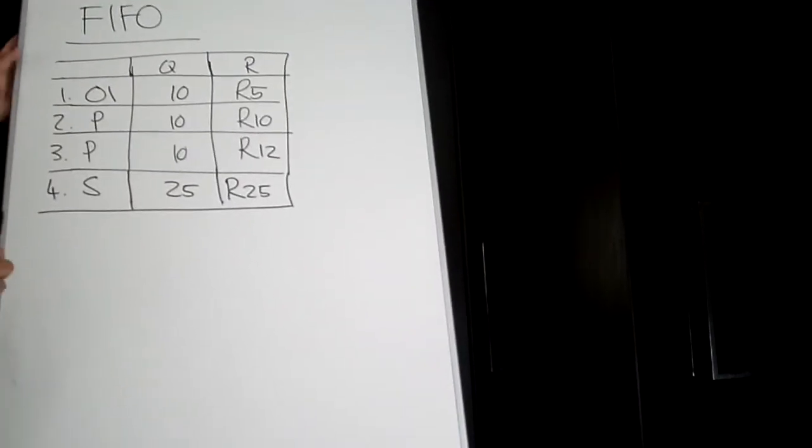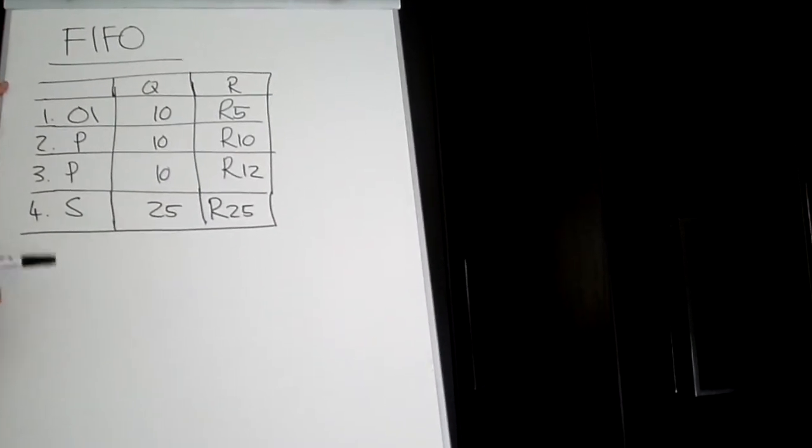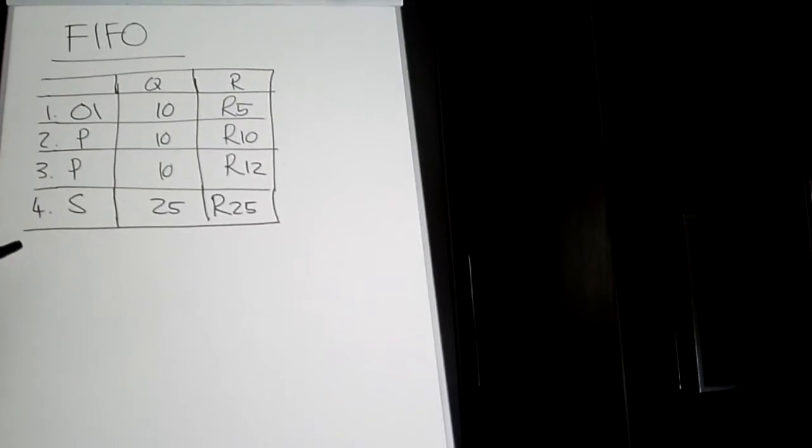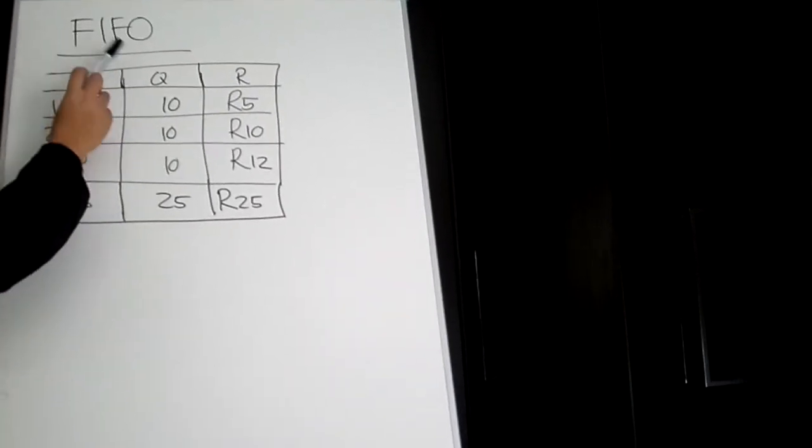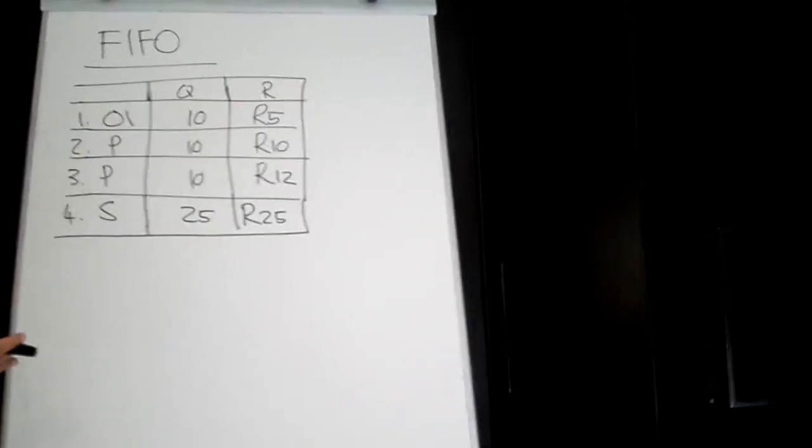Hi guys, the aim of this video is to give you a brief understanding of the FIFO method of accounting for inventory. FIFO stands for first in, first out. So the basic rule is whatever inventory you buy first, you have to sell first.